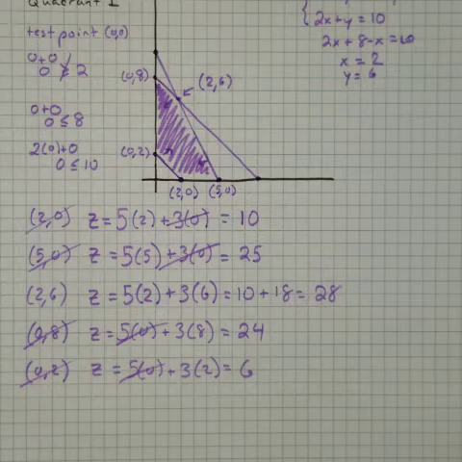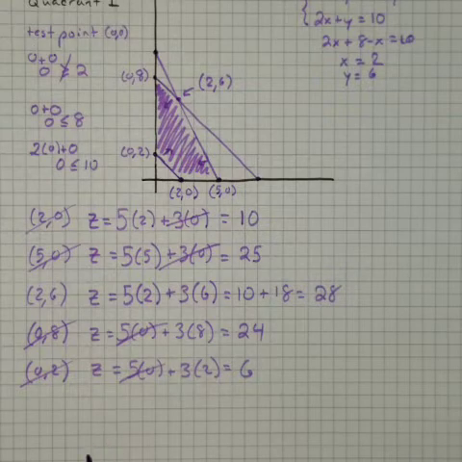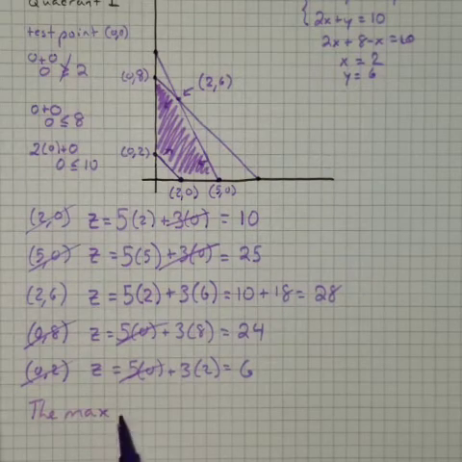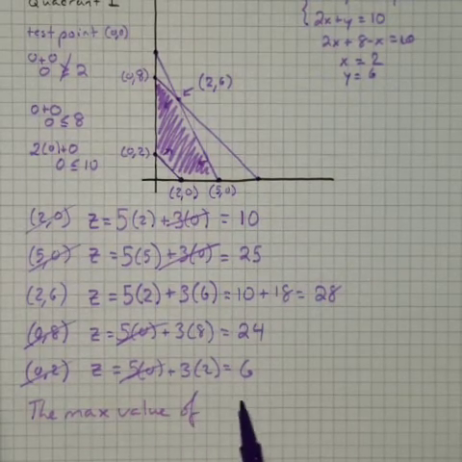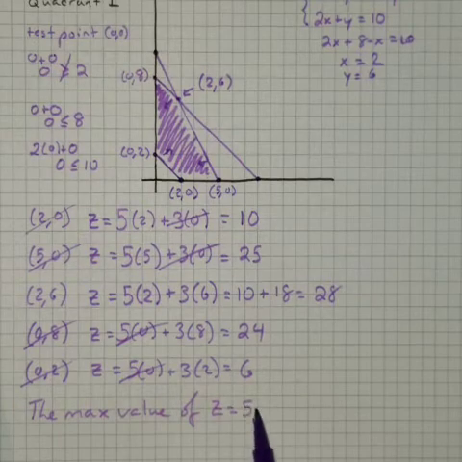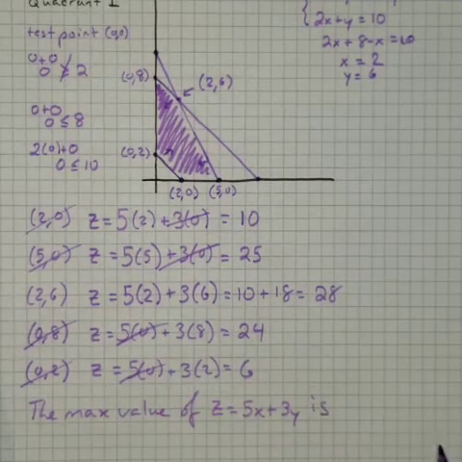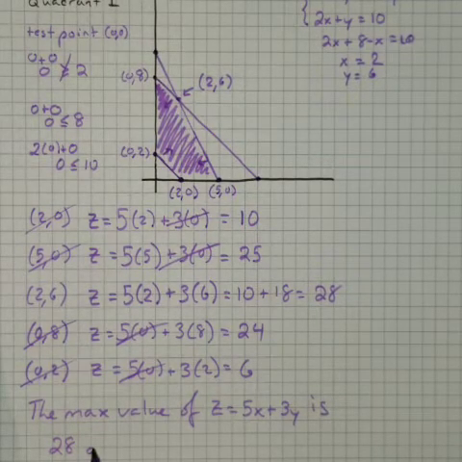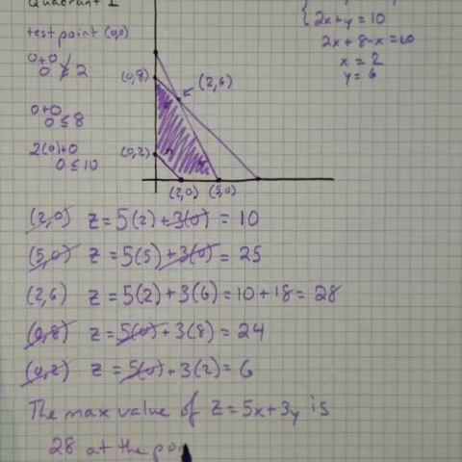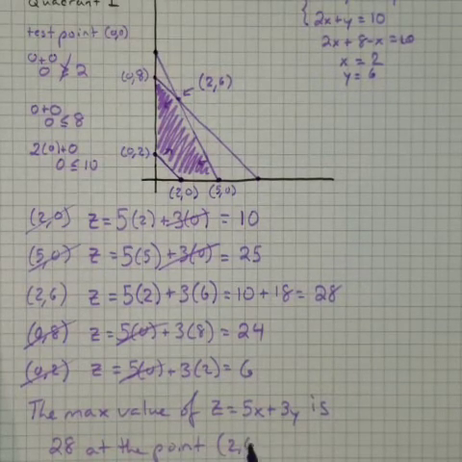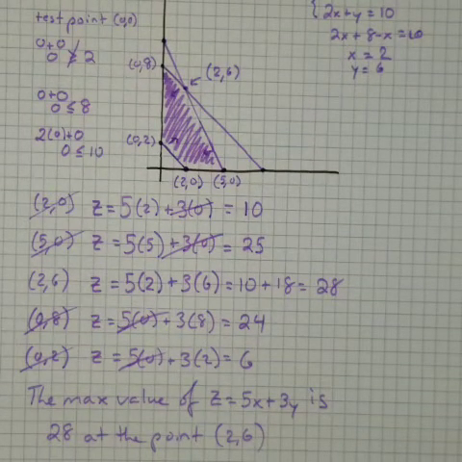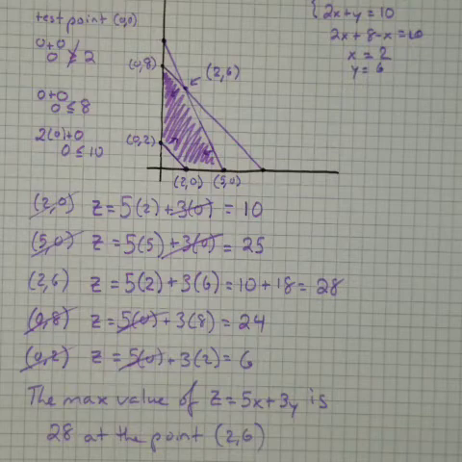So the final answer then is that we would say the max value of z equals 5x plus 3y is 28 at the point 2, 6. Okay. So the max value of that function is 28 at the point 2, 6.